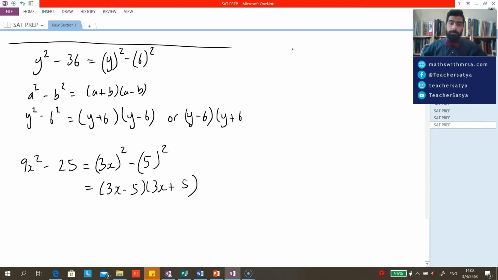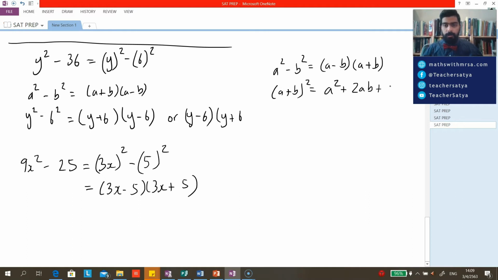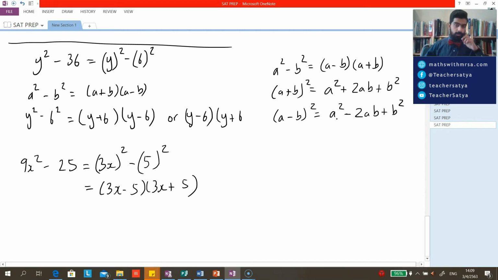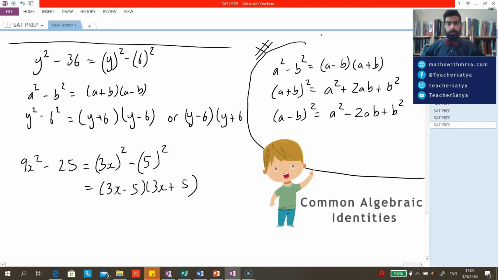And this is one of the algebraic identities that is pretty important, that you'll see a lot in SAT. So a squared minus b squared is equal to a minus b, a plus b. And there's also some other identities which you'll be using, such as a plus b whole square, which is equal to a square plus 2ab plus b square. And also one more would be a minus b whole square, which is a square minus 2ab plus b square. So these are some of the algebraic identities that you'll be seeing. Maybe I'll put this right here. There we go.